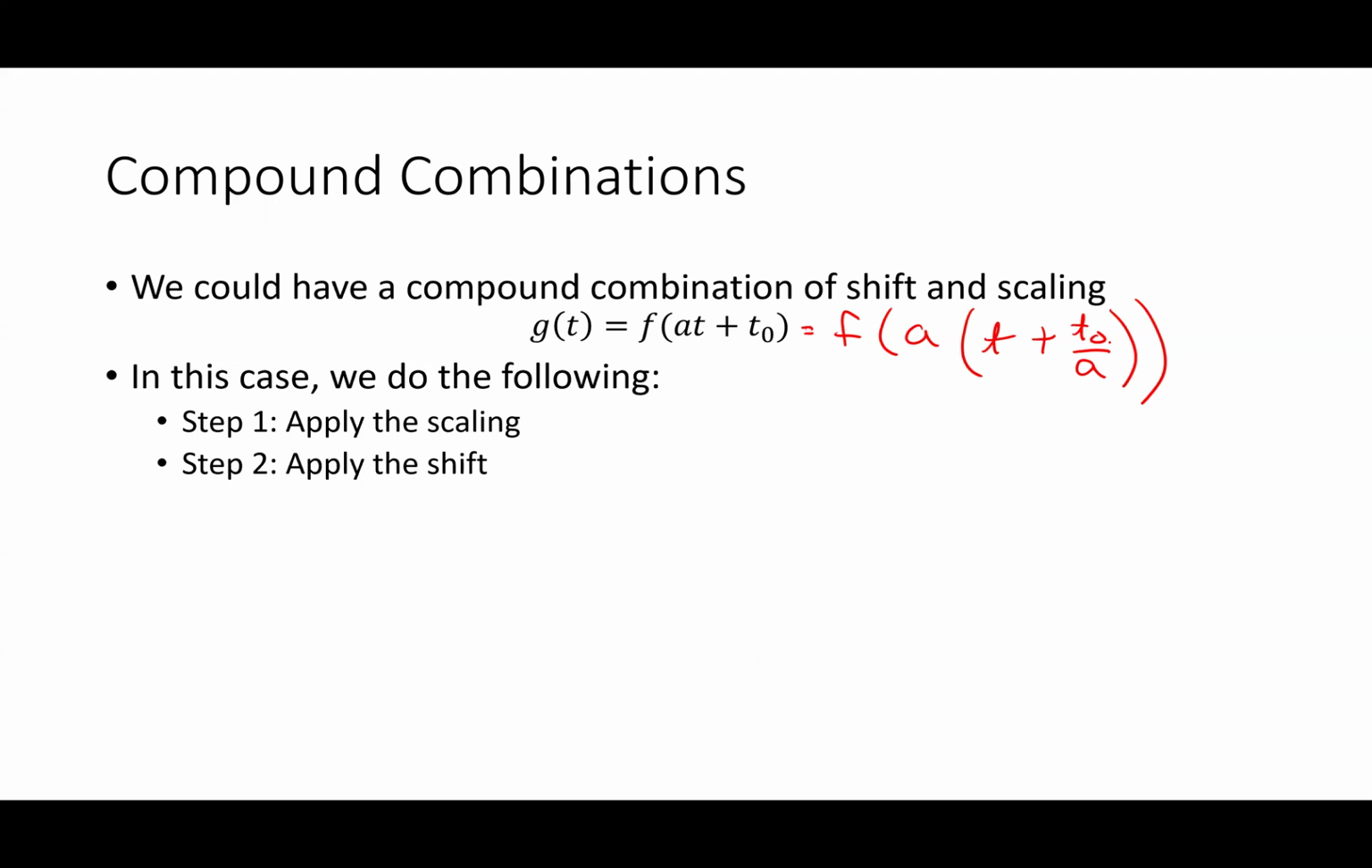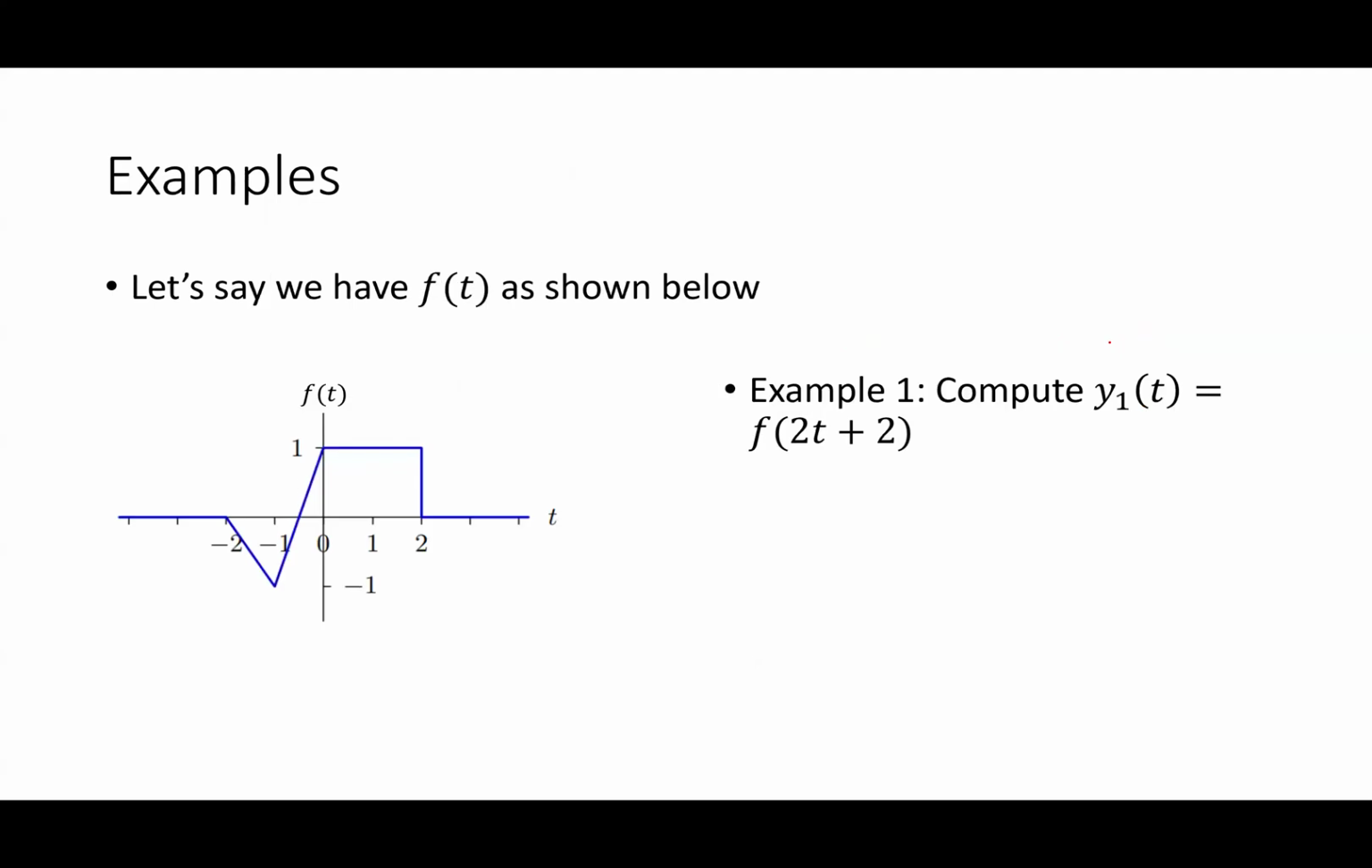Okay. So let's check this here. Here's my function f of t. And I want to make the function f of 2t plus 2. So I'm going to write that as what? Factor the 2 out of both terms in there: it'd be 2 times t plus 1, right? So the step that I do first is the scaling. The step that I do second is the shifting.